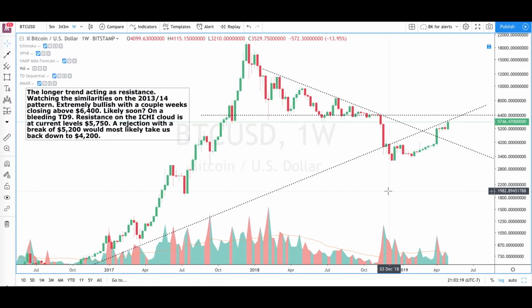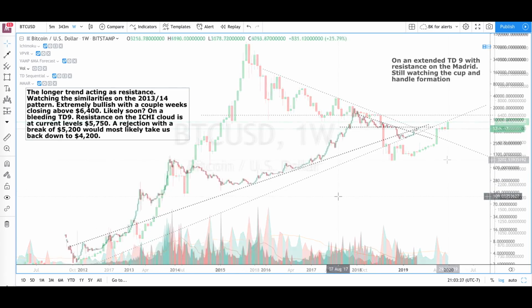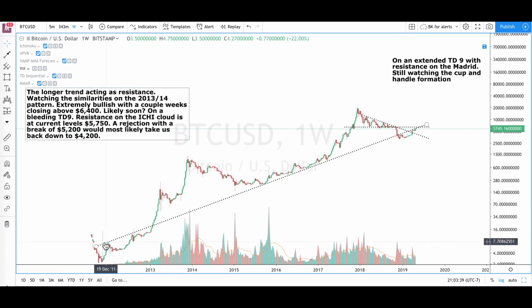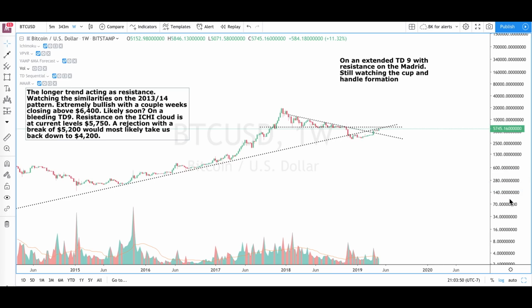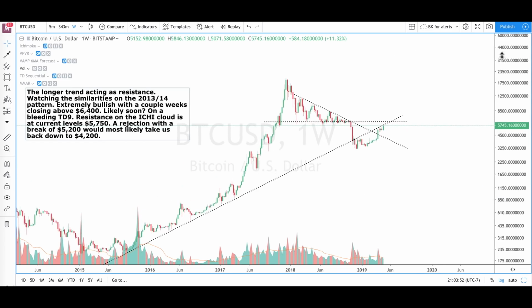If we start looking at the weekly, and remember we've got this weekly candle that's getting ready to close right now, we've got a long-term trend line that we could use acting as resistance back here in 2012, and then a lot of support since 2013. That's a very strong trend line for us, very long-term, and we can see that that is starting to act as resistance for us right now on the weekly time frame.